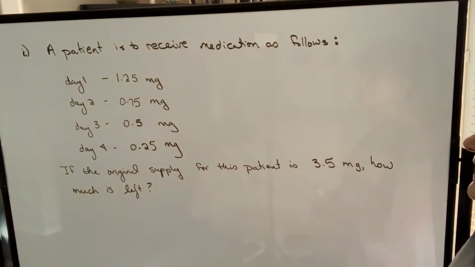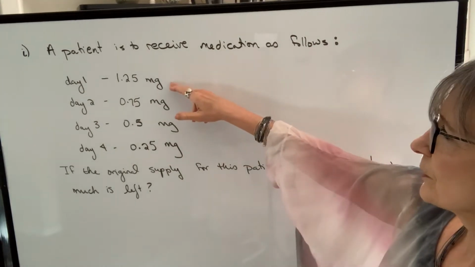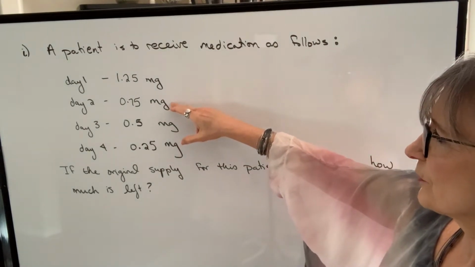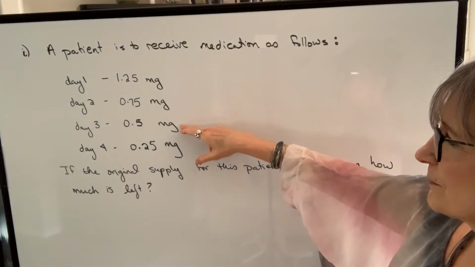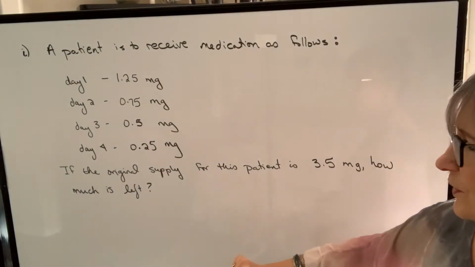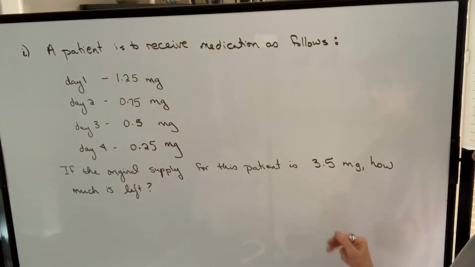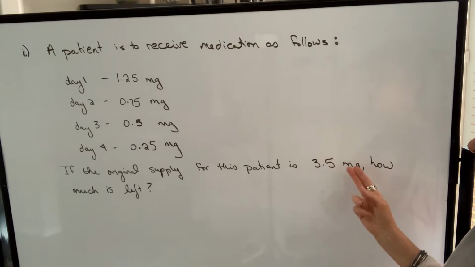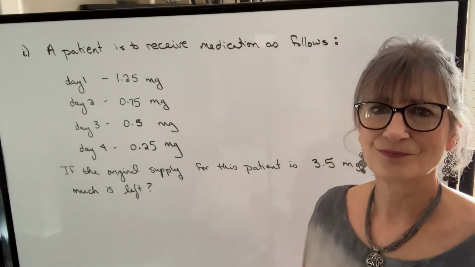Our first example says a patient is to receive medication as follows: 1.25 milligrams on day 1, 0.75 milligrams on day 2, 0.5 milligrams on day 3, and 0.25 milligrams on day 4. The question says if the original supply for this patient is 3.5 milligrams, how much is left?